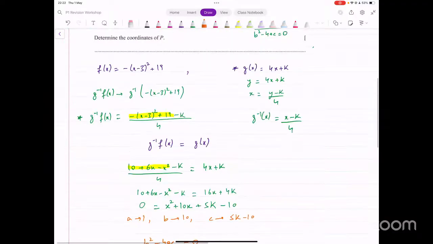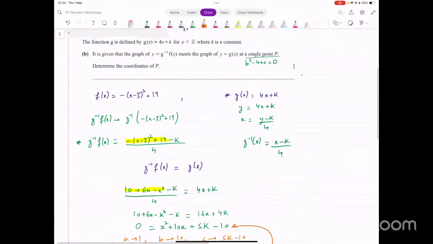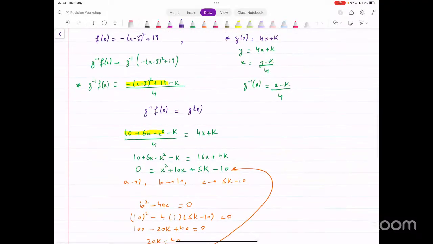Once you've got the value for k, you input that value for k back here. You'll get the x coordinate of the point P. And then input that in the function, you get the corresponding y coordinate. Is that okay? Is it doable after this?